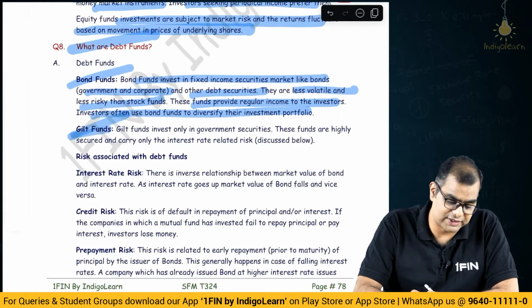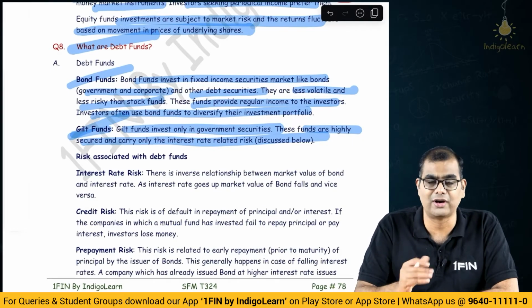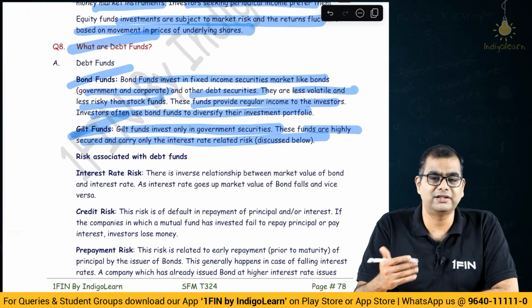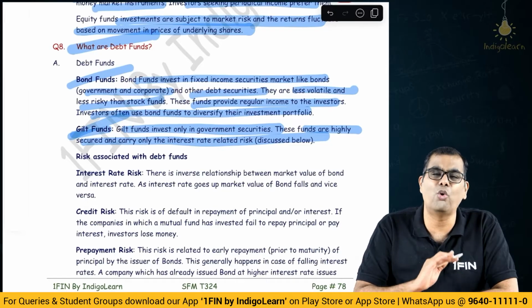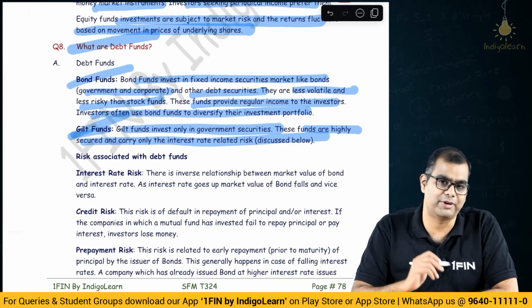Then you have something called gilt funds. Gilt funds are highly secure. When we say secure, the principal portion is secure. However, if you're planning to sell in between before the maturity, then there is some interest rate risk that you are subject to. But the gilt funds are primarily only government securities, whereas bond funds invest both in private sector bonds as well as government bonds.